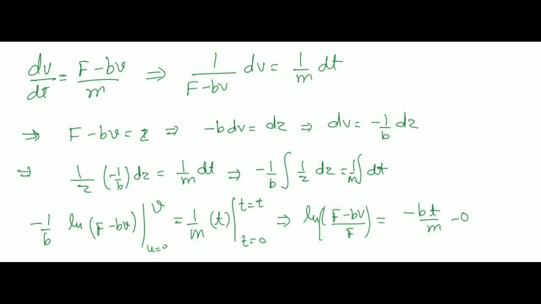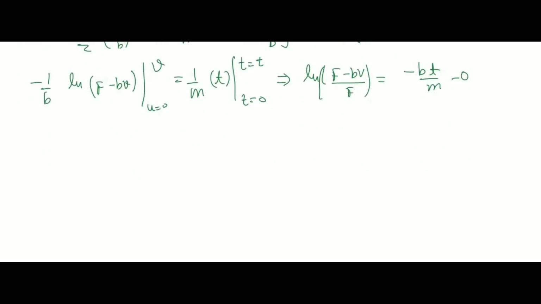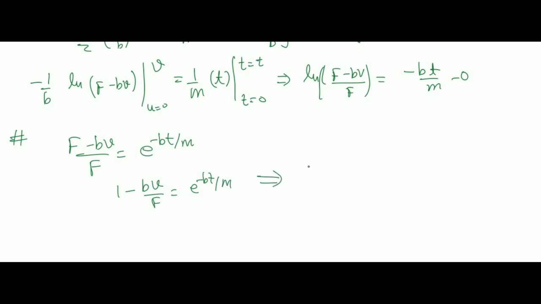So finally you have got this equation. The solution is that (F minus bv) by F is equal to e raised to the power minus bt by m. So this is 1 minus bv by F is equal to e raised to the power minus bt by m. From here you will see that v is equal to F by b times (1 minus e raised to the power minus bt by m). You just have to rearrange the terms and find the value of v. Now you have found the velocity v as a function of time.